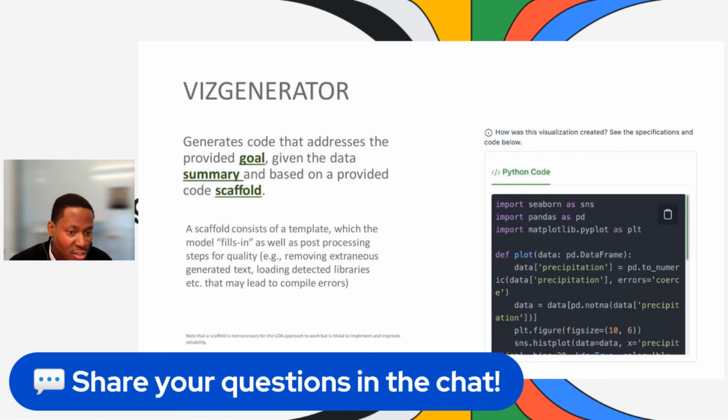And then finally, the Viz generator module takes in a goal, takes in a summary, and also it uses a code scaffold. An important distinction here is that we don't just ask the LLM to generate visualization code. Instead, we provide a code scaffold where we have a plot method, and rather than generating code freeform, we ask the model to fill in the parts of the scaffold. So this becomes very, very important to ensure reliability.